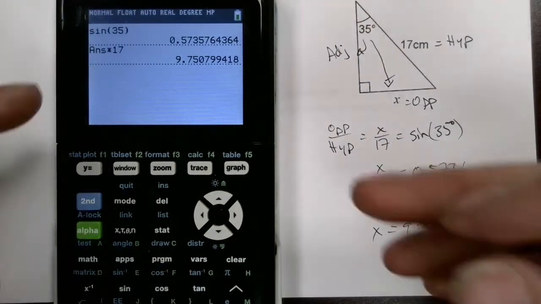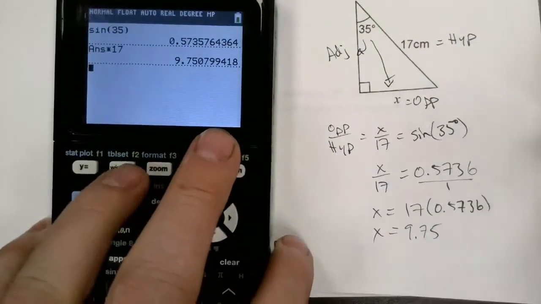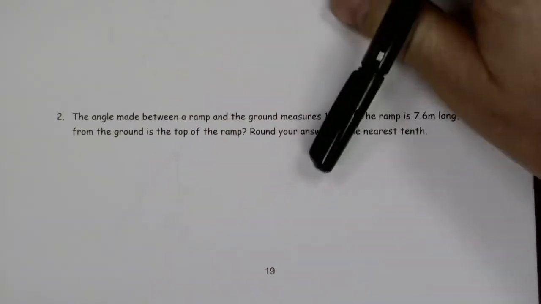So again, using the trigonometry, using the trig ratio to find a missing side. Let's take a look at a couple more.